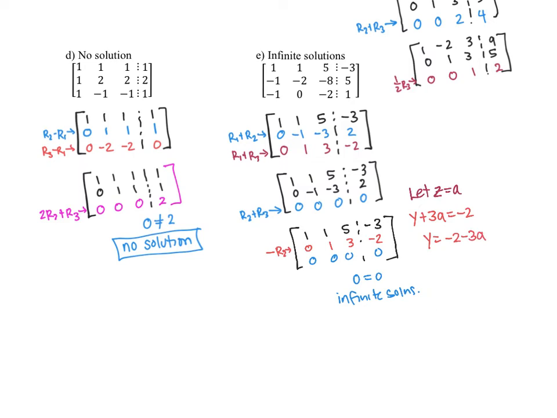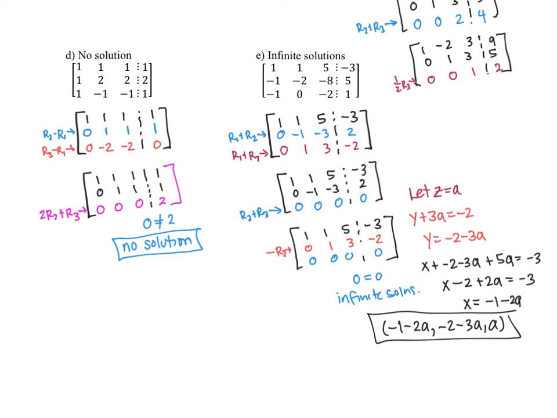And then if I want the x, I go back up, x plus y plus 5z equals -3. Okay, and then if we were solving, we would still represent our answer in terms of parameter a as an ordered triple. Okay, so that's what it would look like if it was infinite solutions.